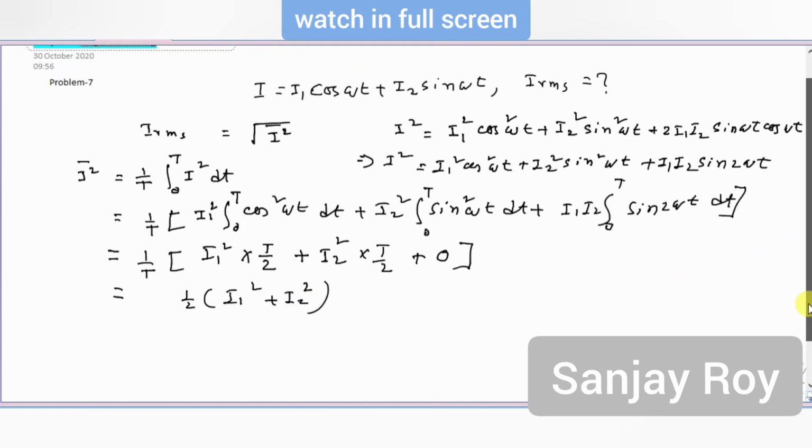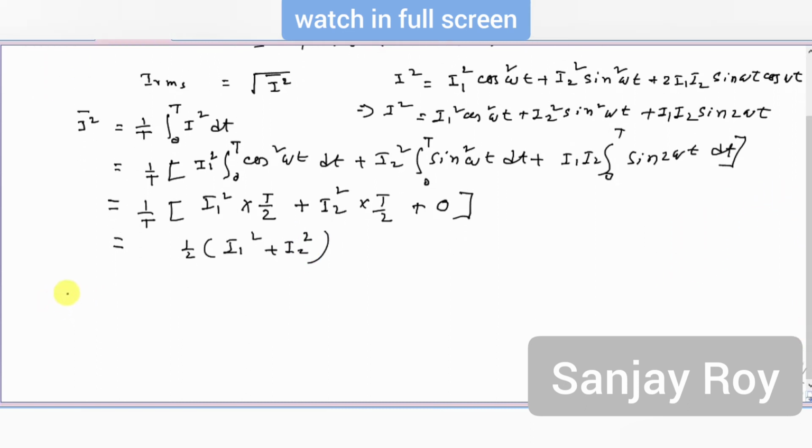This is the average of I square. Then the RMS value of current we get is the root of I1 square plus I2 square divided by 2. This is our required answer.